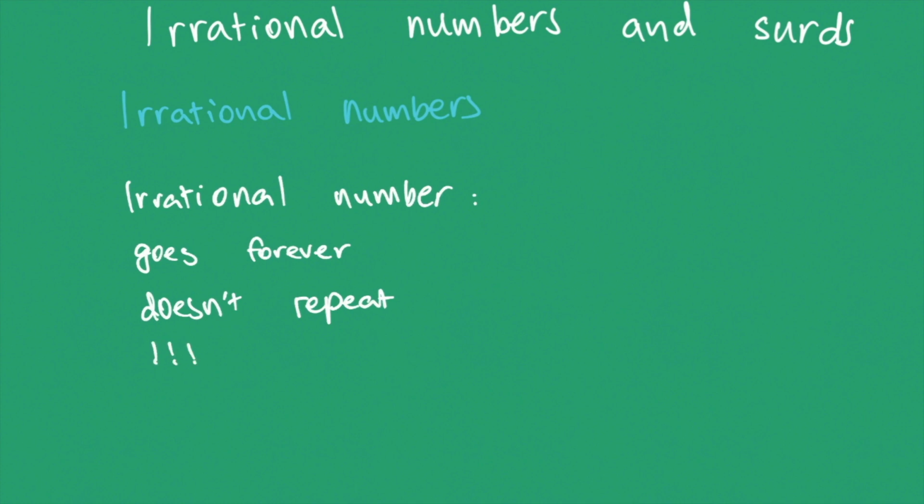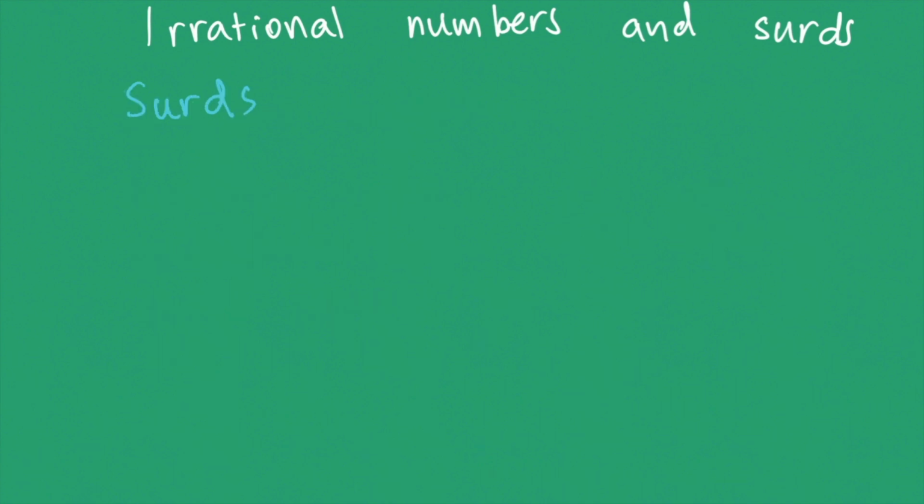Other examples of irrational numbers include square root 3, square root 14, and pi. And of course, there are plenty of irrational numbers, and these are just examples. Okay, now let's talk about surds.